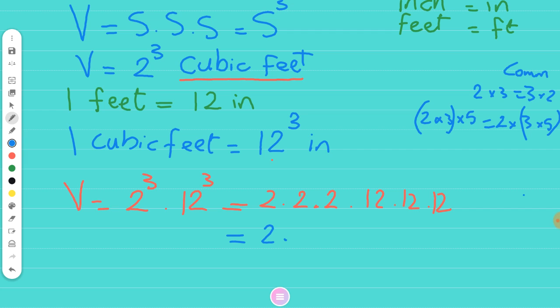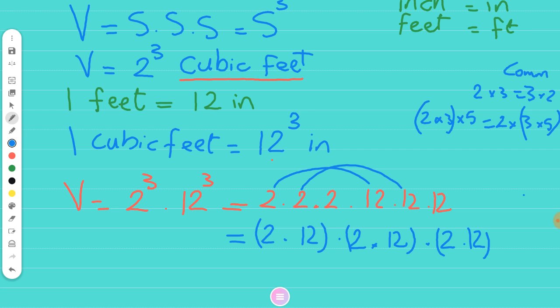2 times 12 times 2 times 12 times 2 times 12. I can put each 2 with 12, each 2 with 12, each 2 with 12. It's called the commutative and associative property.